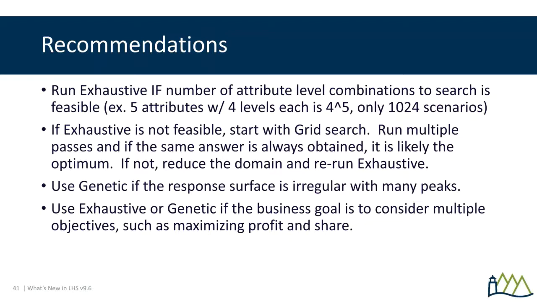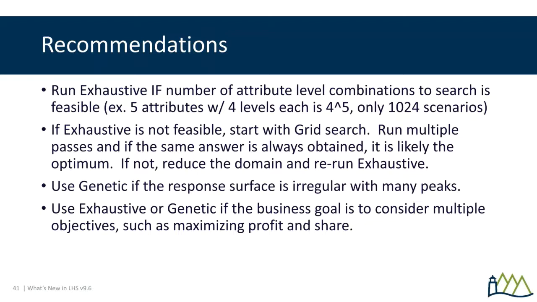But if exhaustive isn't feasible, we would recommend that you do a grid search and run through multiple passes. And if you're going to get the same answer every time, then it's likely that you found the global optimum. If not, you could go back to the domain and rerun the exhaustive search based on some of that information that you got from the grid search. So if it always said that the Eastern Caribbean was the best destination, then you could maybe filter down your total number of combinations and fix the destination to Eastern Caribbean, but search on maybe some of the other attributes, and your exhaustive search would be more feasible.